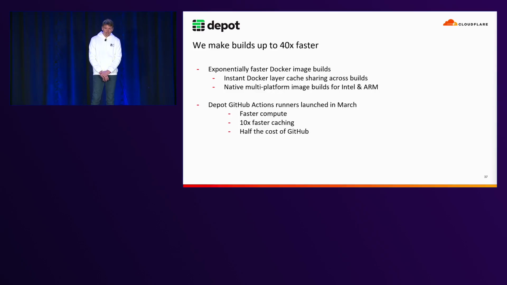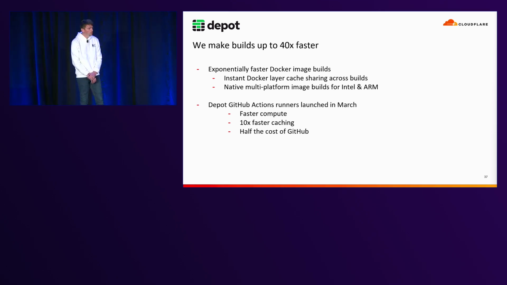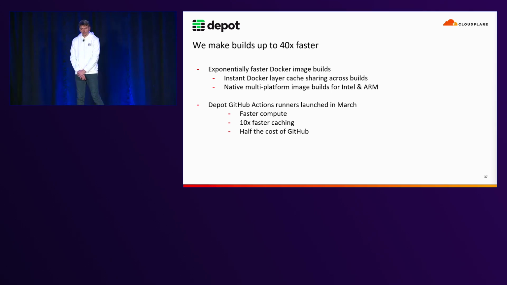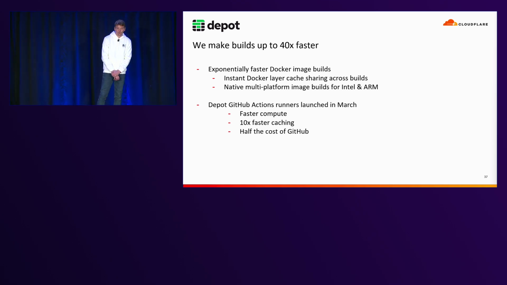We run EC2 instances that are optimized to boot quickly for every job via our own orchestration and auto-scaling system. Our runners are up to 10 times faster. We ship them with 10x faster caching, and they're half the cost of GitHub hosted runners. We're really relentless about build performance, and it's reflected in the tools that we offer, but it's also reflected in how we monitor those tools, which is what I'm going to talk about today.